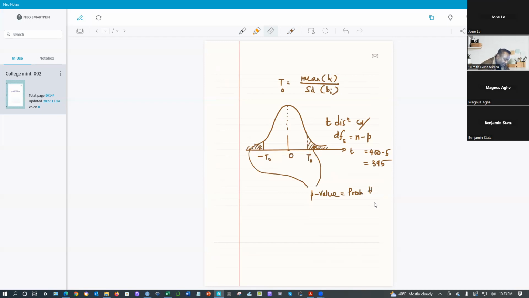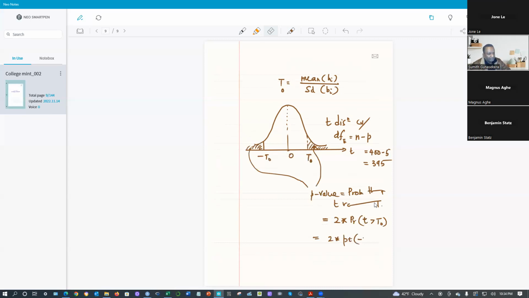So you have to double that one. It's nothing but 2 times the probability that T is greater than T0. In R, you can write this as 2 times PT, area to the left of minus T0, it's easy, and the degrees of freedom of error, which is 395. That will give you the p-value. That's how you get the p-value.